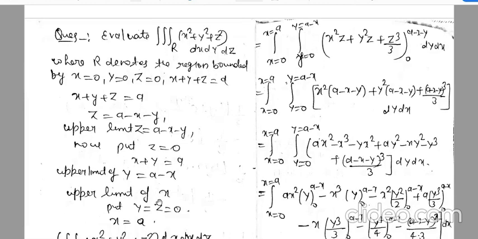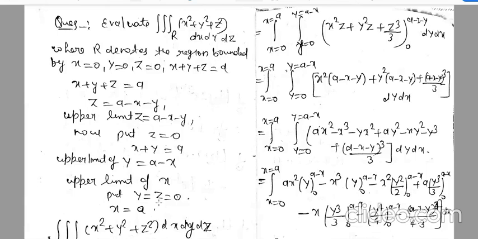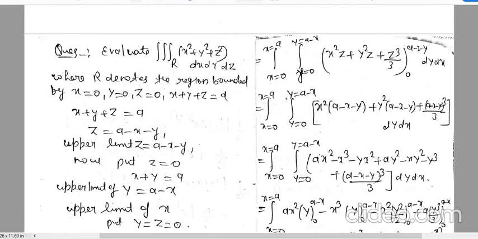For the limit of y, you will put z is equal to 0. So y is equal to a minus x. And for the limit of x, you will put y and z both 0. So you have x is equal to a. Now just write all these limits here, and first integration with respect to z. So x square z plus y square z plus z cube upon 3, and the limit is 0 to a minus x minus y, right?